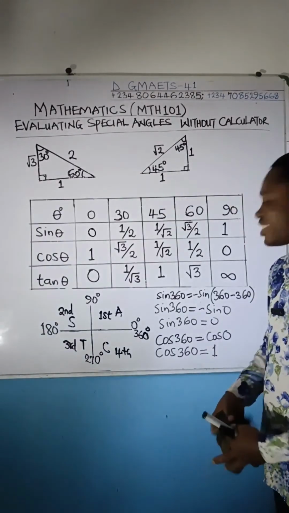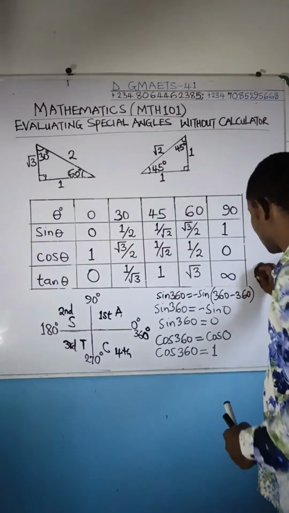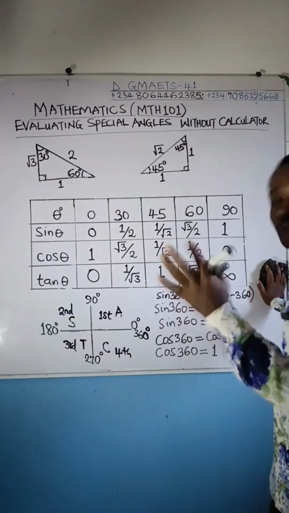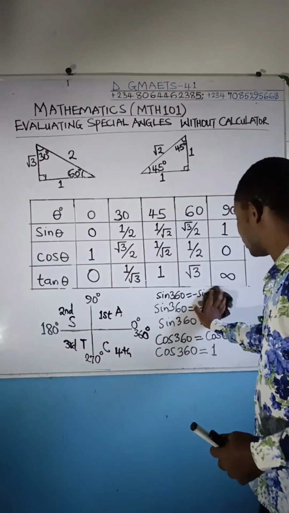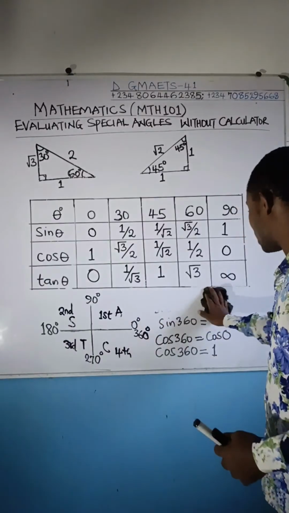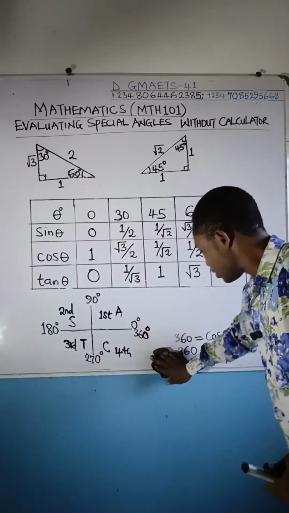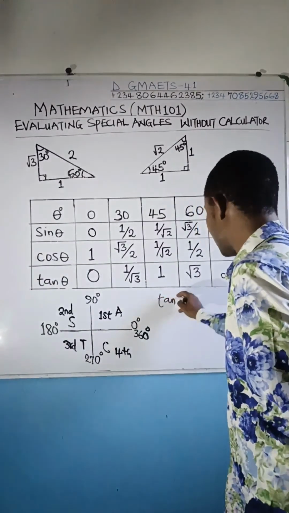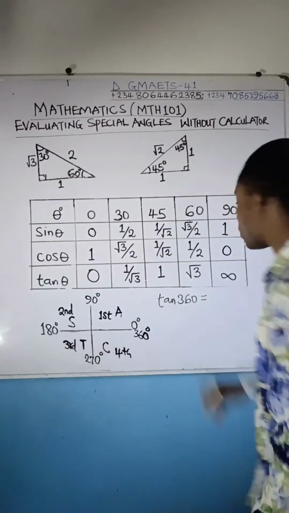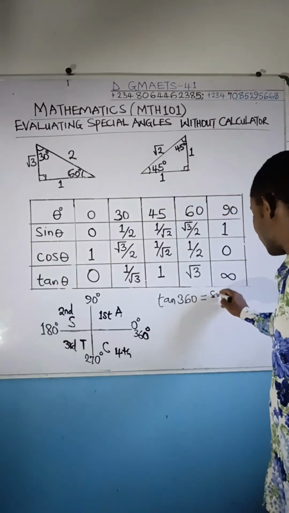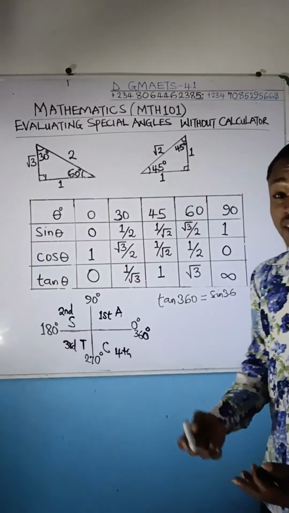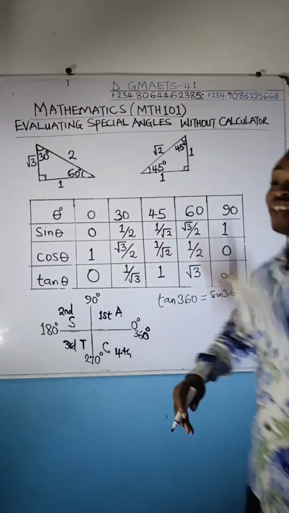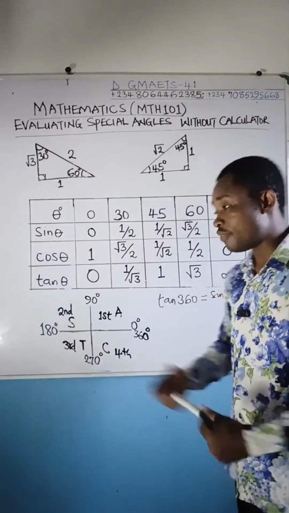Finally, let us evaluate tan 360. That's the last one. We have completed all the special angles in a circle. Tan 360 is going to be equal to sine 360 over cos 360. You can still evaluate it as tan 0 anyway if you want, that is tan 360 minus 360, which will give us 0.